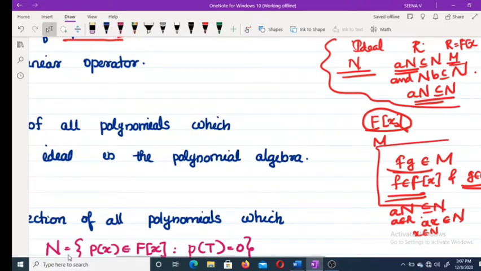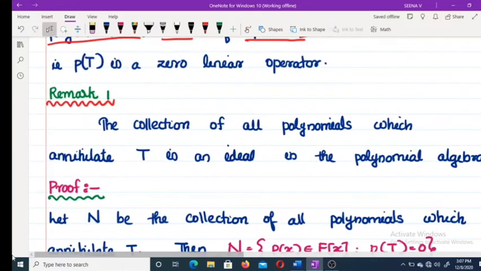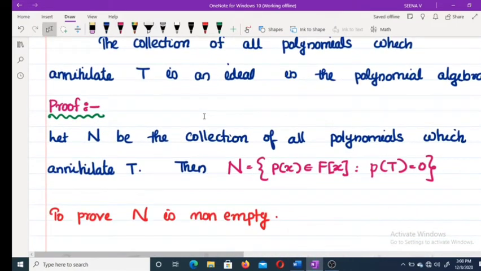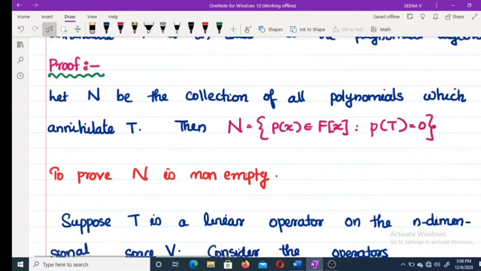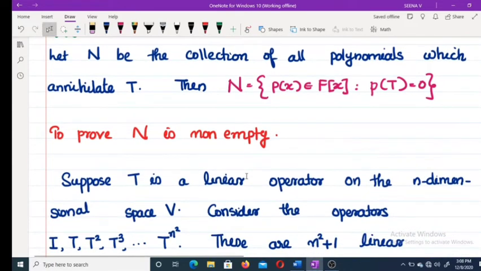So here what we have to prove is that the set of all polynomials which annihilate T is an ideal. Let N be the collection of all polynomials which annihilate T, that is, the set of all p of x belonging to F of x such that p of T equals 0. And we have to prove that this is an ideal. First, we prove this set is non-empty.